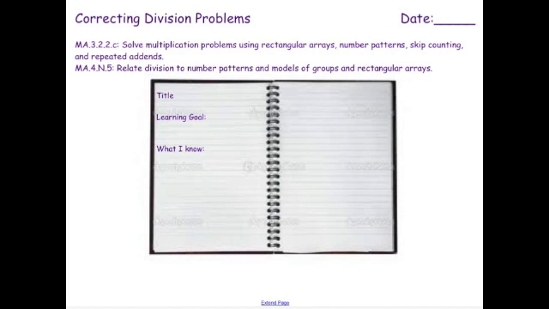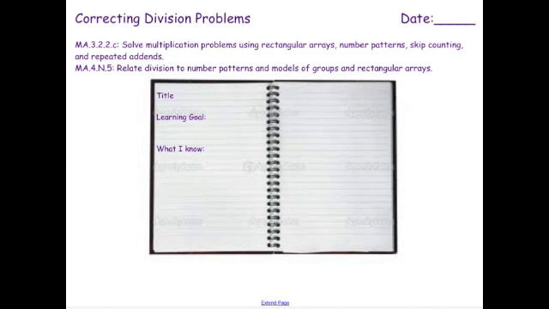Correcting division patterns. Common Core MA 322C and MA 4N5. What we're going to do today is solve multiplication problems using rectangular arrays, number patterns, skip counting, and repeated addition. And this is just a standard that talks about what we're doing today.